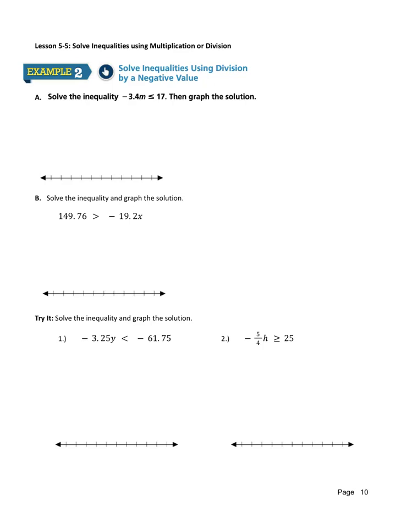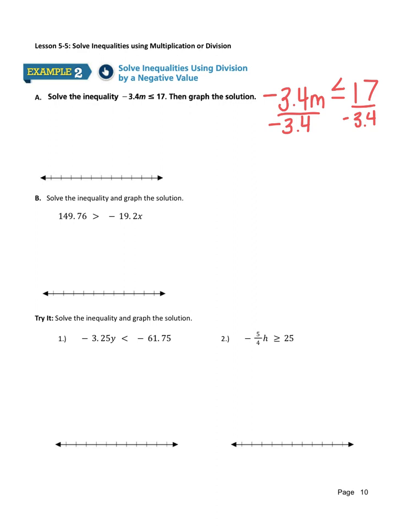Hi, this video is going to be on solving inequalities with negatives, and we're going to see how that affects your solution. The first problem we have here is negative 3.4m is less than or equal to 17. I'm going to solve this inequality by dividing. I'm going to divide both sides by negative 3.4.